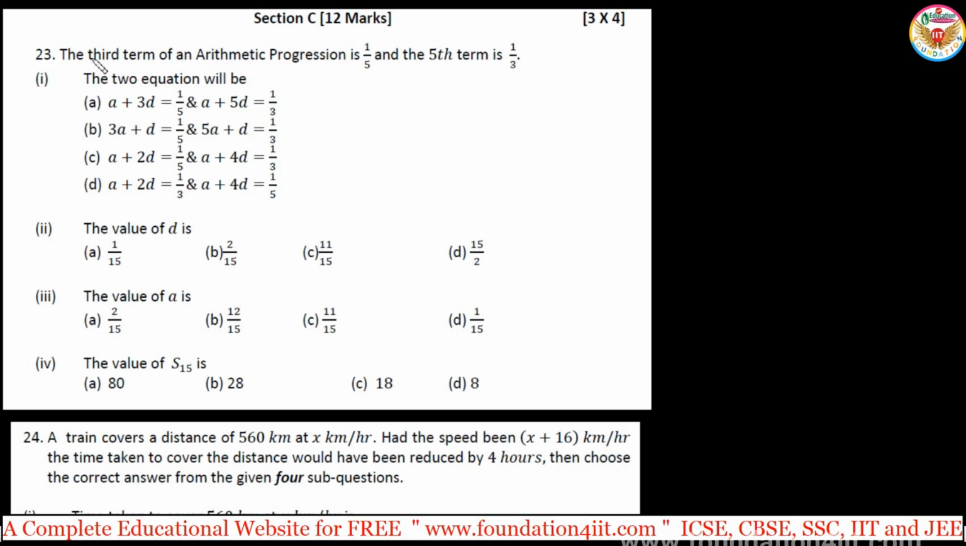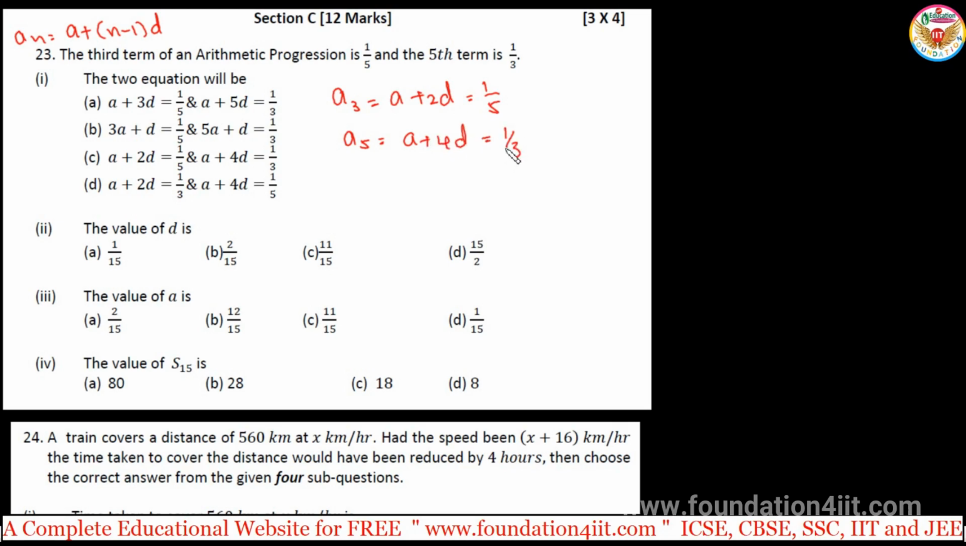The third term of an arithmetic progression is 1 by 5. So the general term is a plus (n minus 1) into d; that is an, so n means n minus 1. The third term of the AP is 1 by 5, so the third term a3 is a plus 2d, which is 1 by 5, and the fifth term is 1 by 3. So the fifth term, a plus 4d, is 1 by 3. So a plus 2d is 1 by 5, a plus 4d is 1 by 3. So option C, the two equations will be.